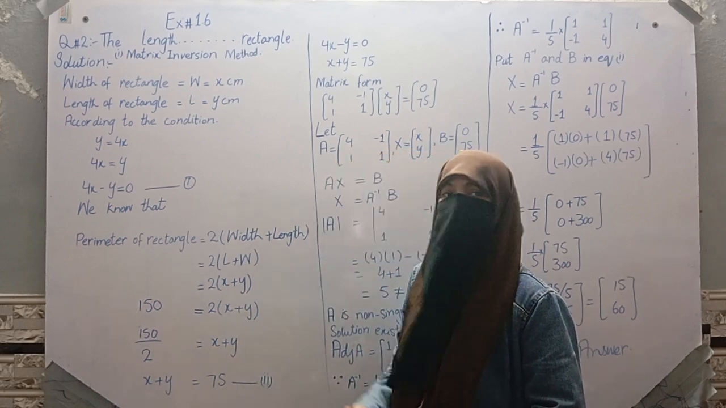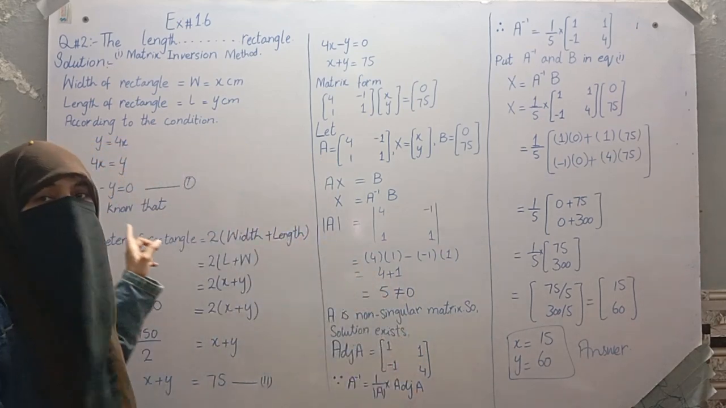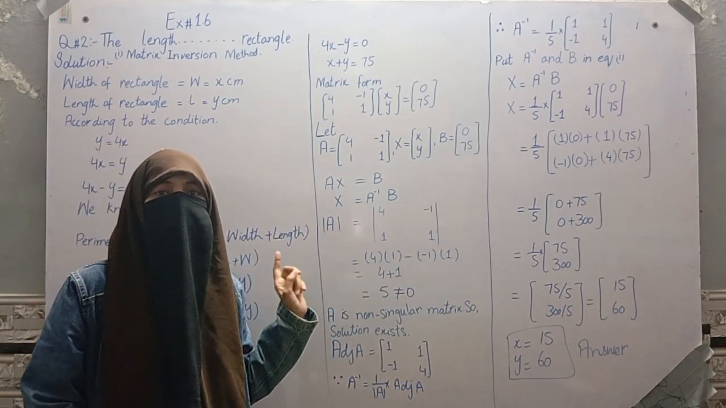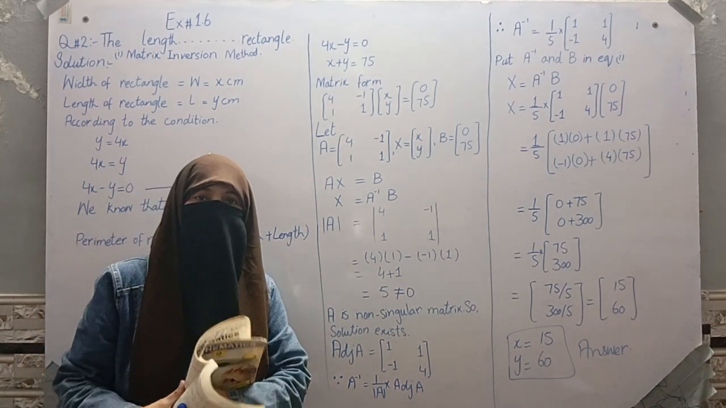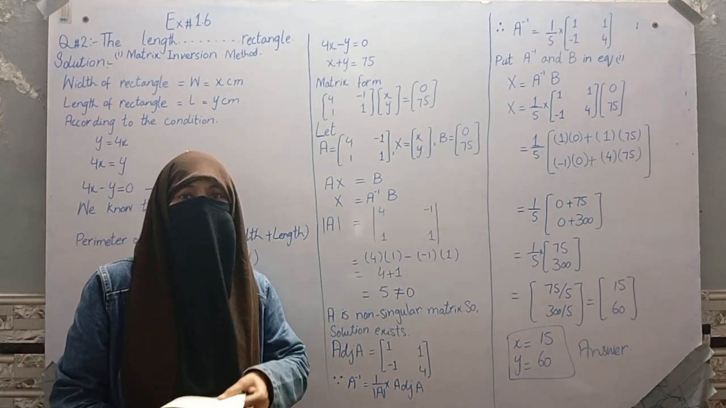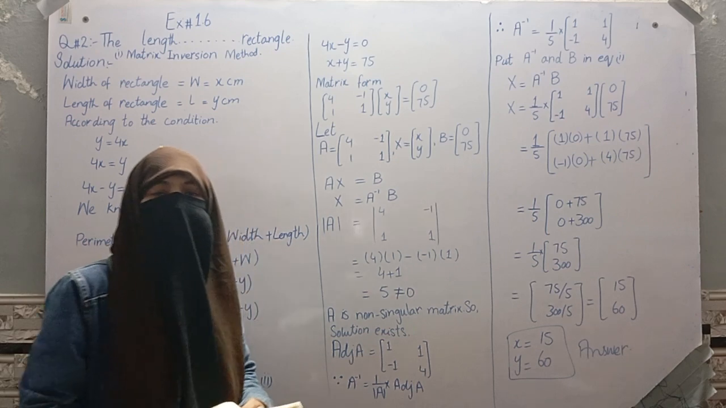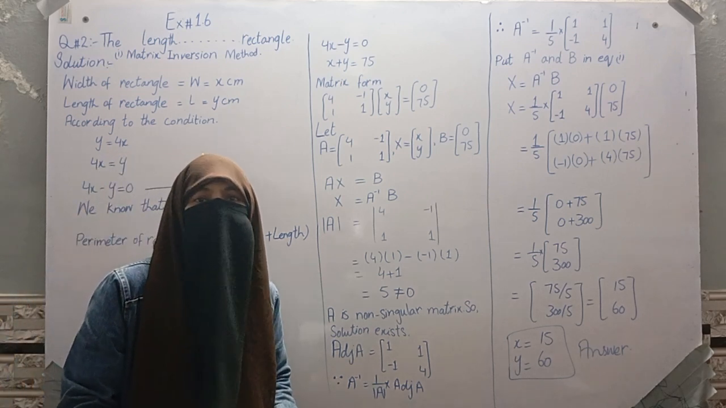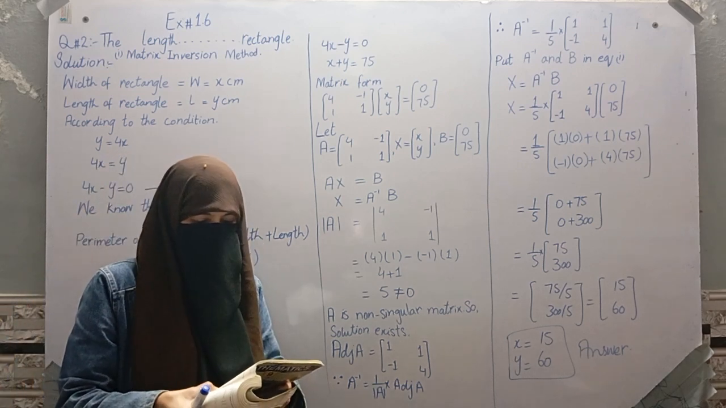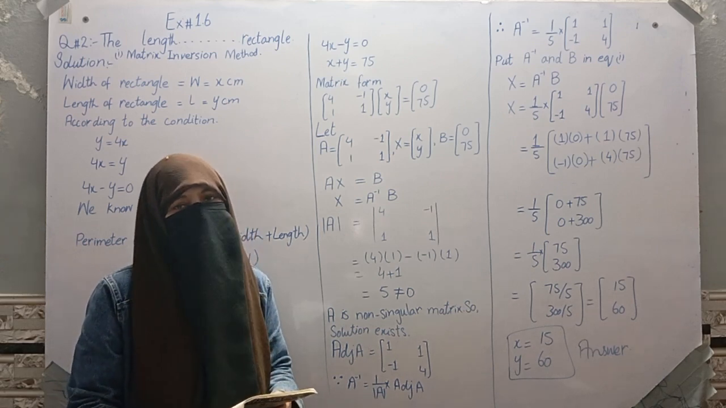As you know, here I have written the question number 2 statement. But before we solve this question, we have to read the statement. When you understand the statement, you can solve it very well. The length of a rectangle is 4 times its width. The perimeter of the rectangle is 150 centimeters. Find the dimensions of the rectangle.